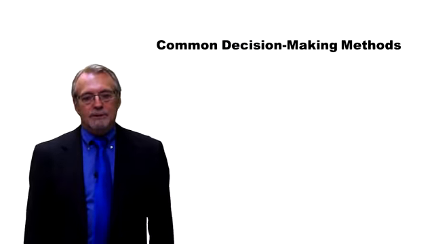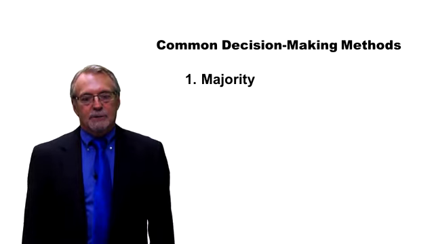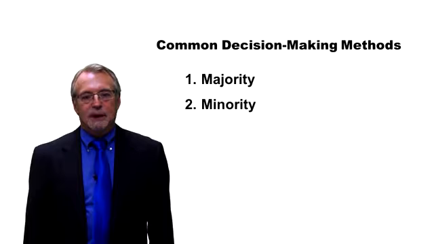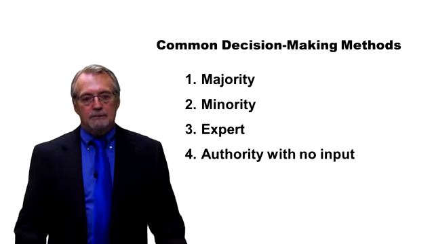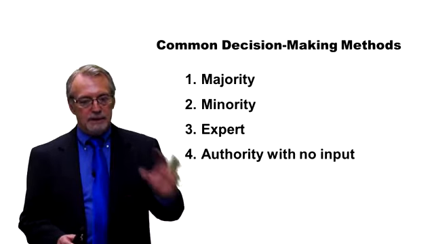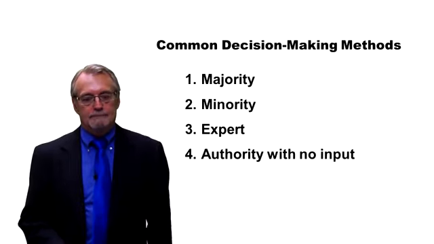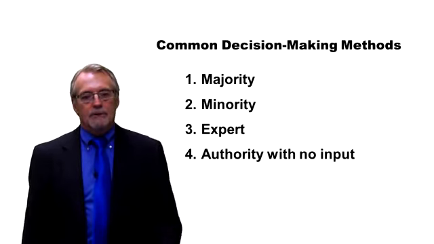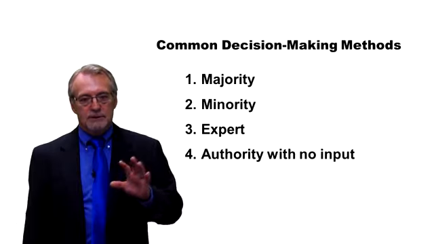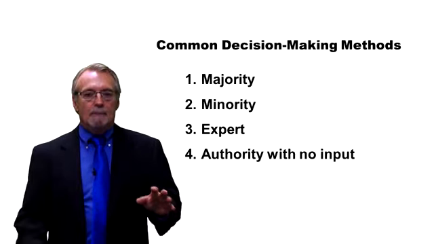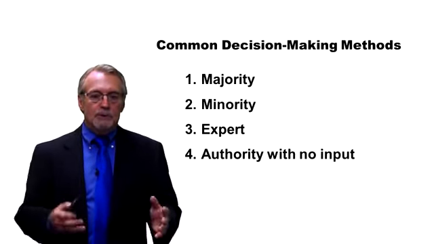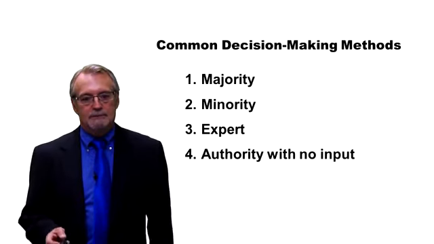Common methods that we're going to discuss. We can make a decision by majority. We can make a decision by minority. We can make a decision by an expert. We can have an authority figure, somebody that just makes the decision for the group with no input from the group at all. We can have an authority figure that will make the decision for the group, but there will be input from the group before that decision is ever made.